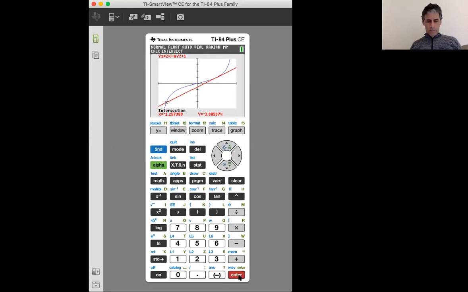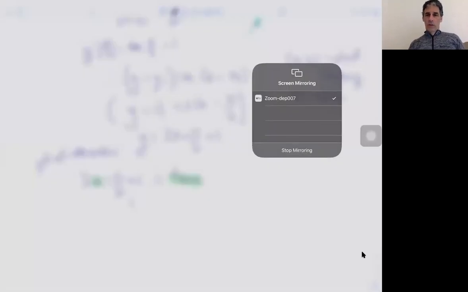Aha, it finds it. You can't see that, so let me share my screen back to the iPad. I'll be right with you in a sec, and we'll put that coordinate in there. While I'm doing this, you should remember that we want 3 significant figures.